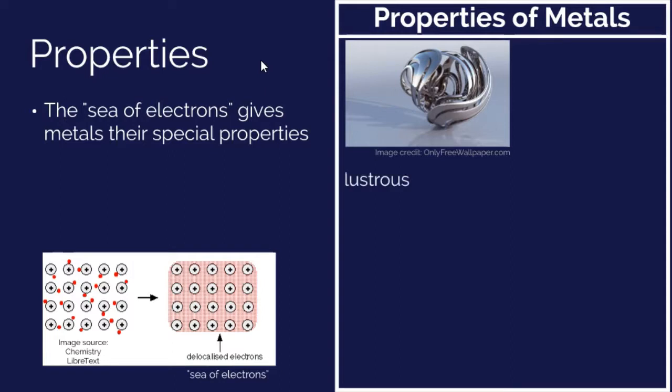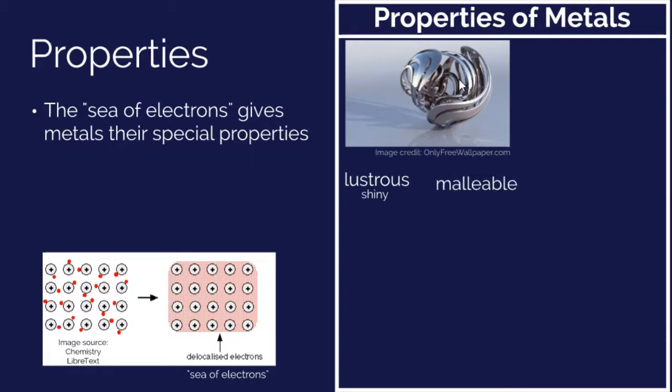One property is that they are very lustrous, or in other words, they're very shiny. The way this works is that when light particles hit the atoms and the electrons of our chunk of metal, some of these electrons will absorb that energy and others will reflect it back. And that's what we see as something being shiny.